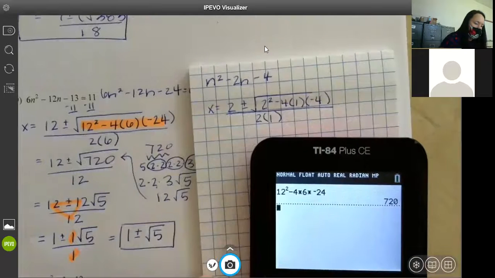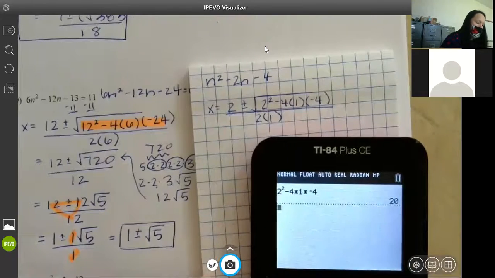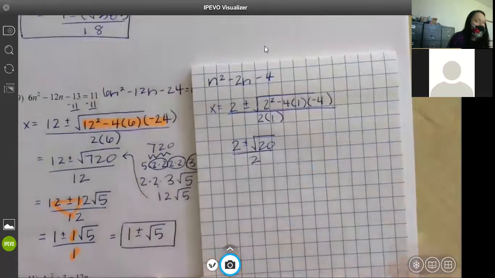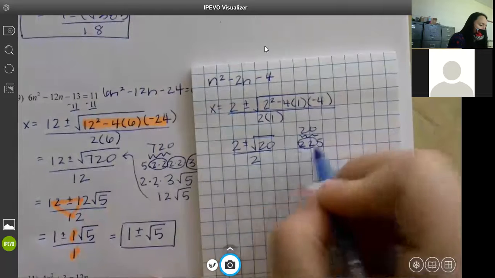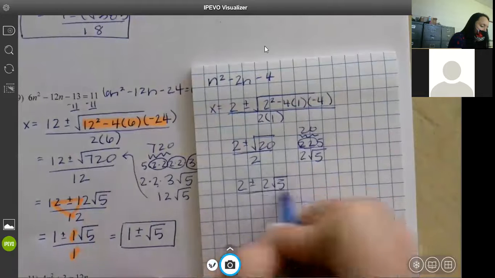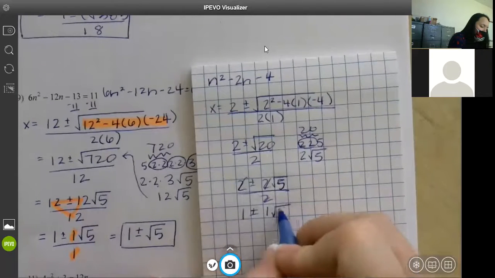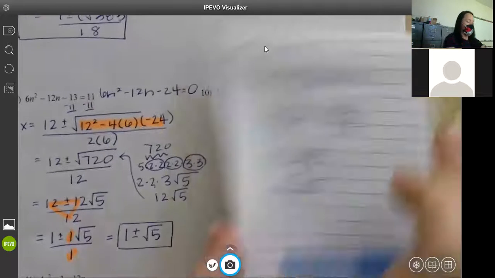Inside, 2 squared minus 4 times 1 times negative 4 gives me 20. So 2 plus or minus the square root of 20 over 2. When I break down 20, it's 2, 2, and 5. So I have a pair of 2s, and I left a 5. So I get 2 plus or minus 2 square root 5 over 2. All your 2s will cancel to 1s. If you look, that's exactly what we got. So it doesn't matter. It'll all come out the same. You just have bigger numbers if you do it a different way.